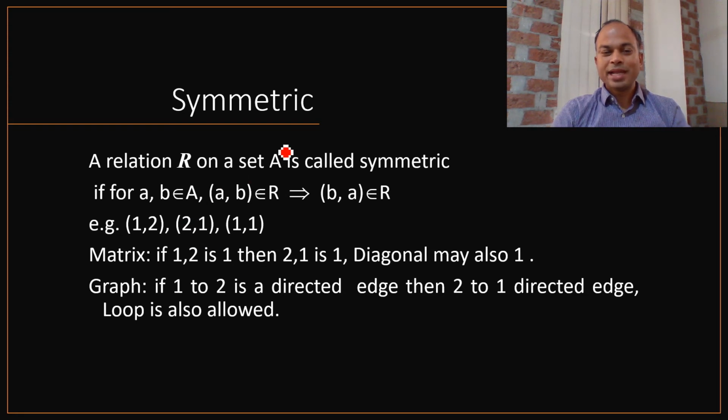If we talk about the next relation, this is called the symmetric property. Symmetric means here we have a relation R, and this relation on set A is called symmetric if A is related to B, then B should be related to A. If this is true, then this is called symmetric property. An example is given by say 1 2, 2 1, 1 1 is a valid example.